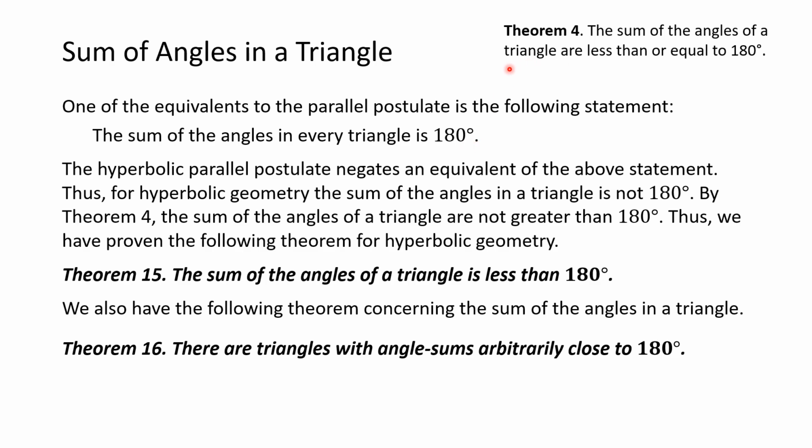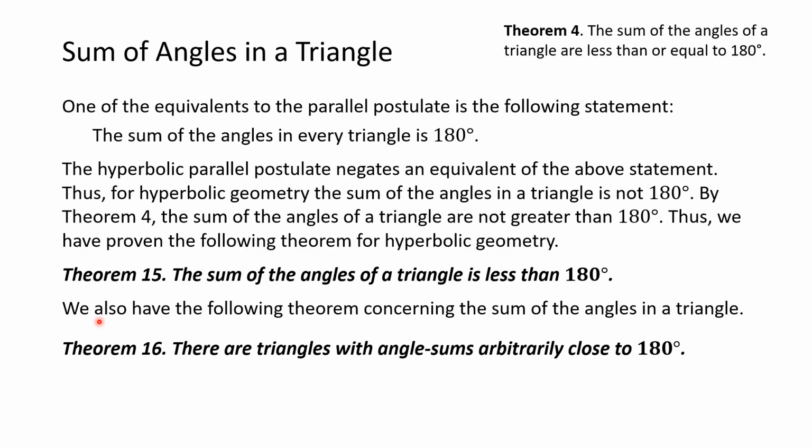but we also proved several lessons back that the sum of the angles of a triangle is less than or equal to 180 degrees. And if you recall, that theorem applied to both Euclidean and hyperbolic geometry. So between the negation of this statement here and this theorem that we have here, the only conclusion is that the sum of the angles of a triangle is less than 180 degrees in hyperbolic geometry.